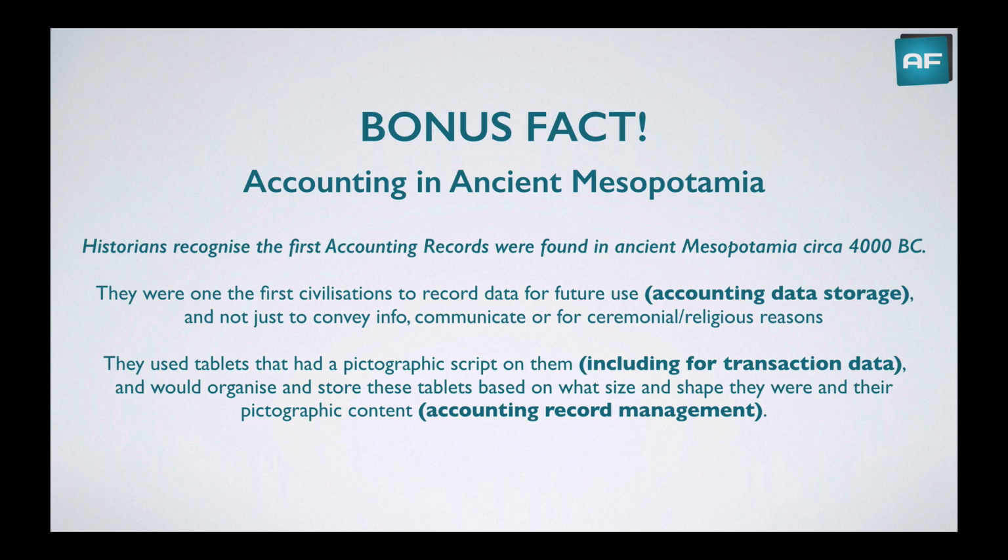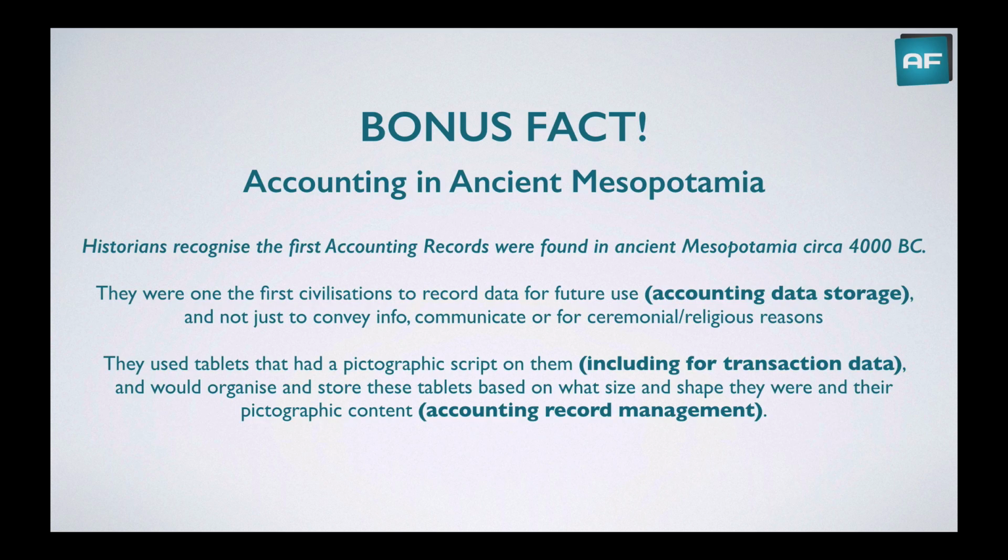Now, the ancient Mesopotamians were one of the first civilizations to record data for future use, and not just to have data or written words to convey information or communicate or for ceremonial or religious reasons. Being the first civilization to record data for future use was similar to our accounting data storage. That's why we have recording, so we can come back to our information and make decisions based on prior data.